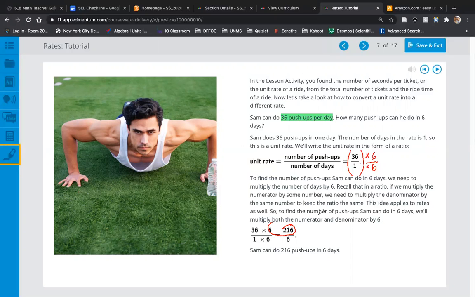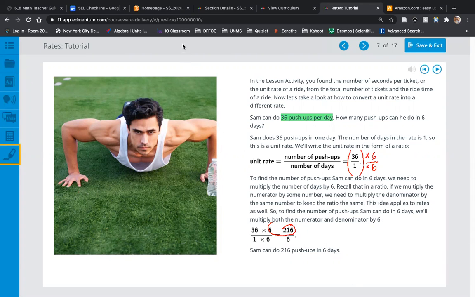So 216, that's push-ups in 6 days. That's what this fraction here means. That means that he did 216 push-ups in 6 days. And if I were to divide that, that would take me back to my unit rate of just 36 push-ups for every 1 day, right?